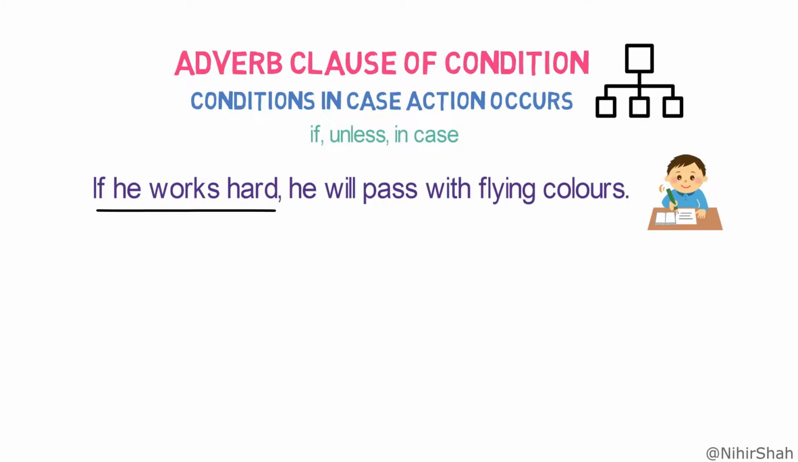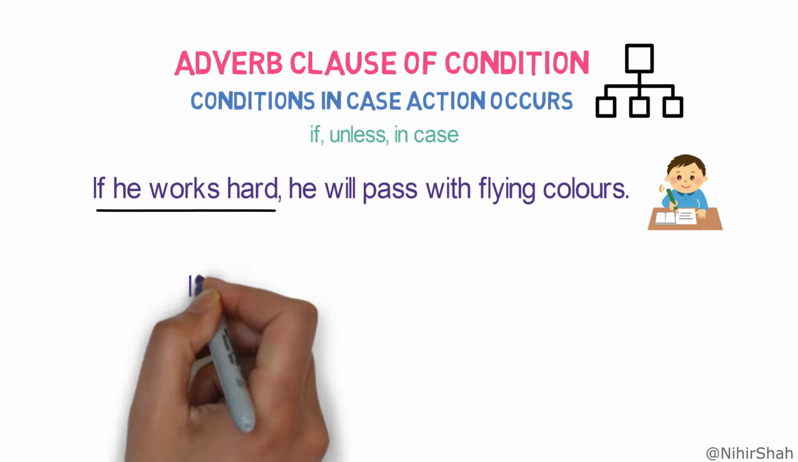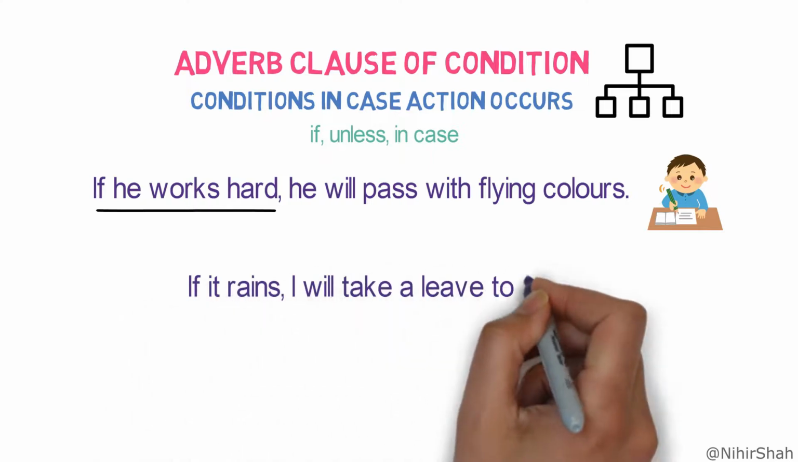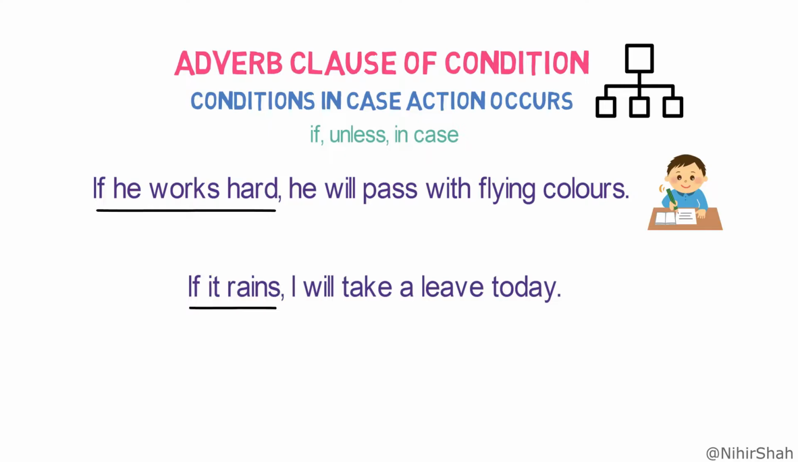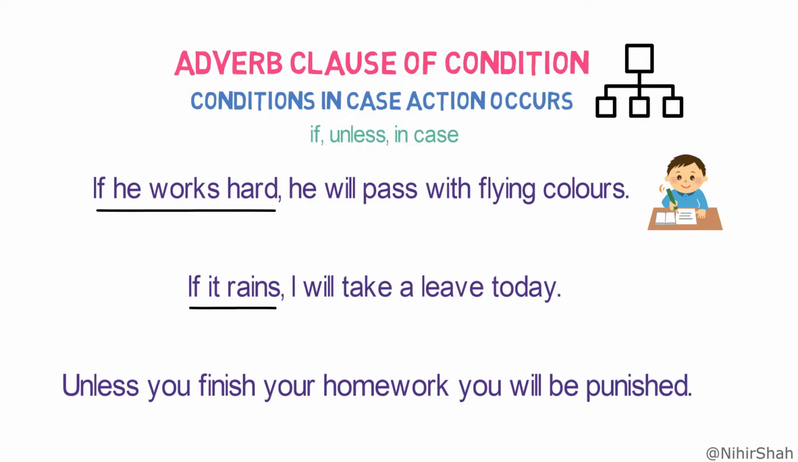So, it's an adverb clause of condition. Some more examples of it could be, if it rains, I will take a leave today. Here, if it rains is the adverb clause of the condition. Unless you finish your homework, you will be punished. Here, unless you finish your homework is the adverb clause of condition.